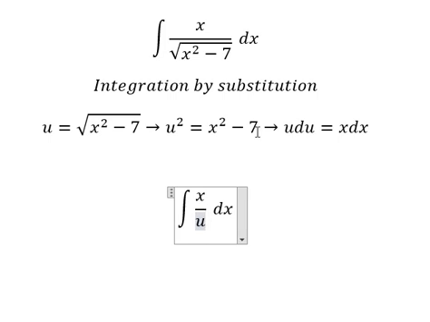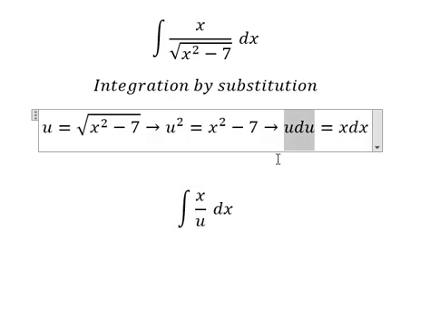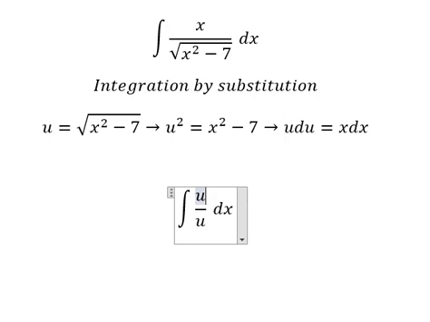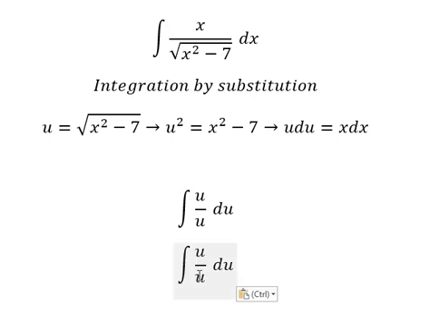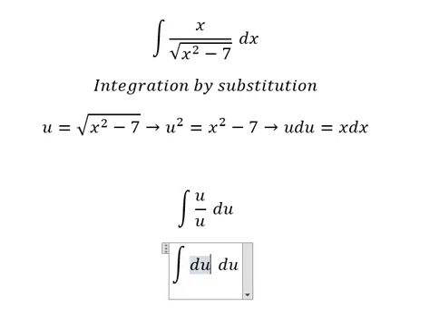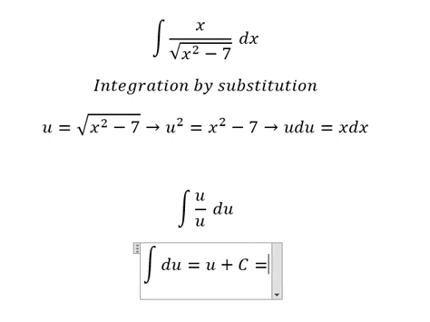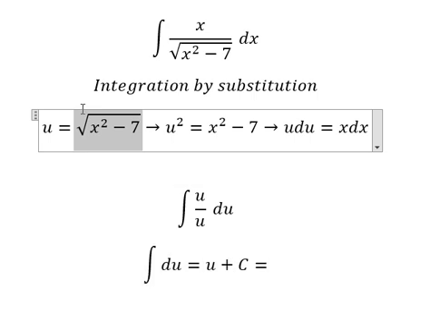s ds we change to u du. So this one we have 1. The integration of du is u, and we put c, which is the constant. u is this one.